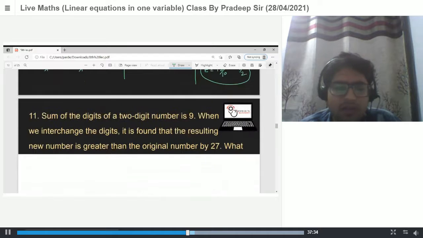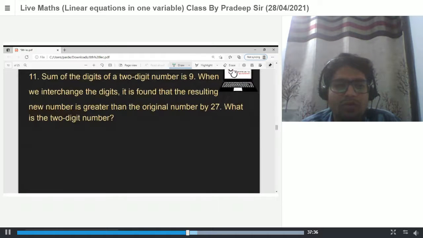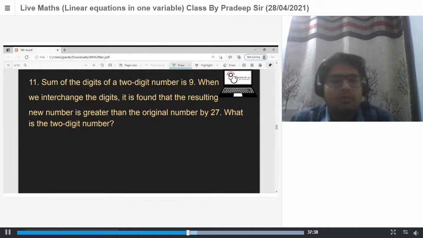This is your next question. The sum of the digits of a 2-digit number is 9. When we interchange the digits, it is found that the resulting new number is greater than the original number by 27. So what is the 2-digit number?